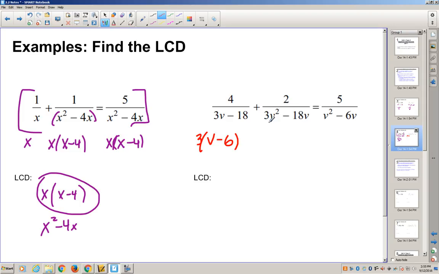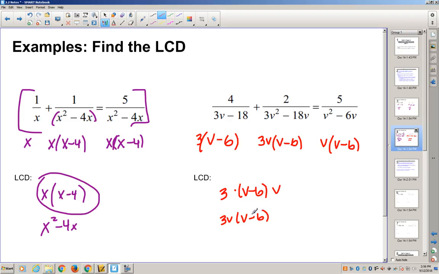Come over here. I notice there's a factor of 3v. I'm left with v minus 6. And over here, I have a factor of v, and I'm left with v minus 6. So making sure everything is represented, I can see I have a 3, so 3 needs to be part of my LCD. I certainly have a v minus 6. That needs to be in there. And then I have a v. Okay, so my LCD is going to be 3v times v minus 6.